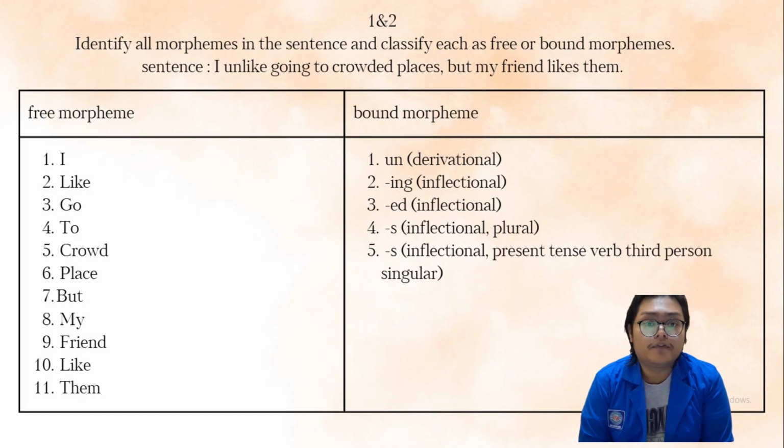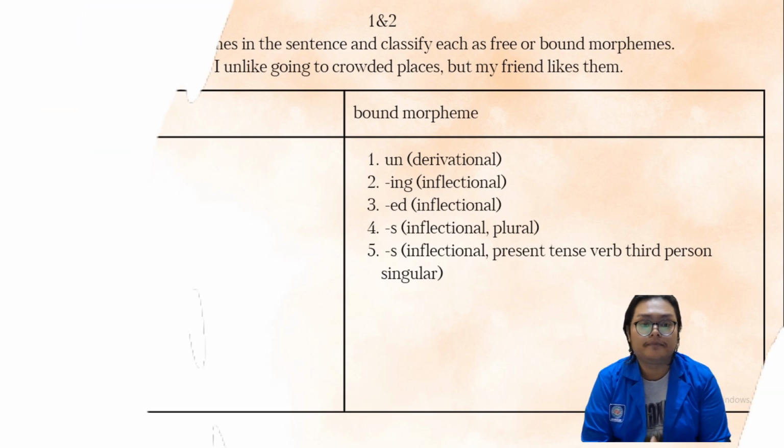We move to the bound morphemes. The bound morphemes are un-, -ing, -ed, and -s. Un- is derivational, -ing is inflectional, -ed is inflectional, -s indicating plural is inflectional. The other -s is also inflectional, marking the present tense verb for third person singular.